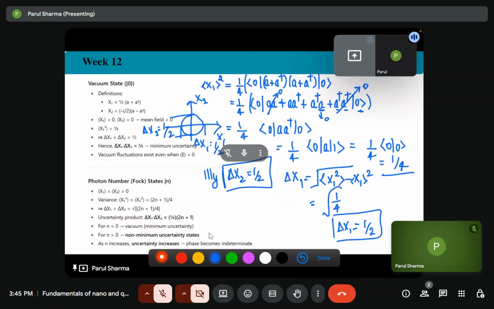And the product of delta x1 and delta x2 is equal to 1 by 4. That represents the minimum uncertainty states, and vacuum fluctuations will exist even when the electric field is 0. We saw that the average of the electric field is 0, but there are vacuum fluctuations.